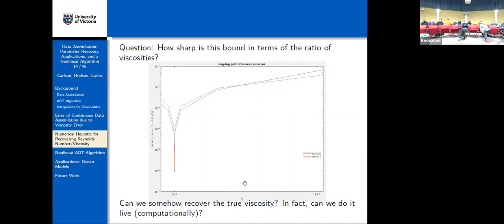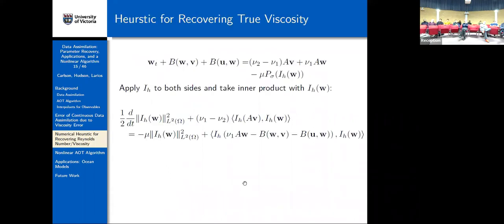So the question here is, though, can we recover the true viscosity? And we'll want to do that computationally, even in the presence of other errors. So what happens here is that we're going to look at the heuristic for recovering the true viscosity. We're going to take the difference of the two equations, the Navier-Stokes from the data assimilation equation. And when we do that, we're going to get our mixed terms here. We're going to get AV.